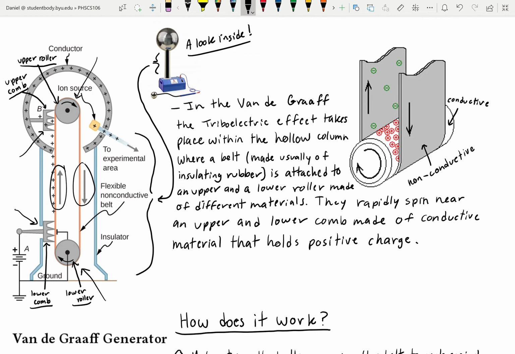So as you see here on the right, we have an image of a roller here, and the roller is made of a material that holds a net positive charge, whereas the rubber is made of material that holds a net negative charge. So when rubbed, an accumulation of positive charge is created here, while all the electrons are carried up on the belt. So that's just a close-up look at one of the rollers.